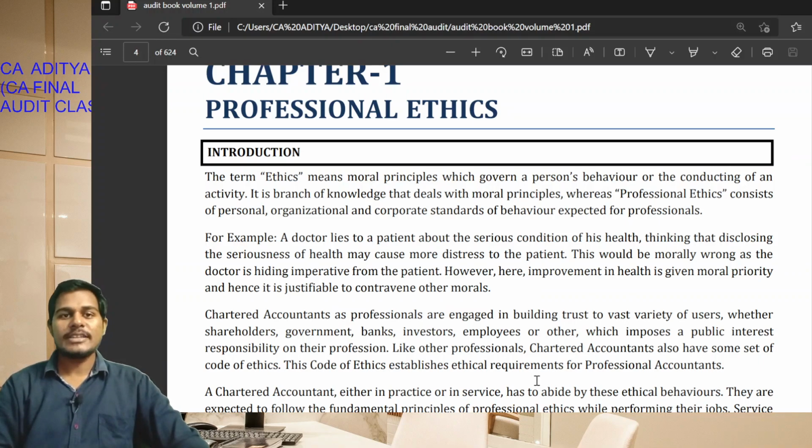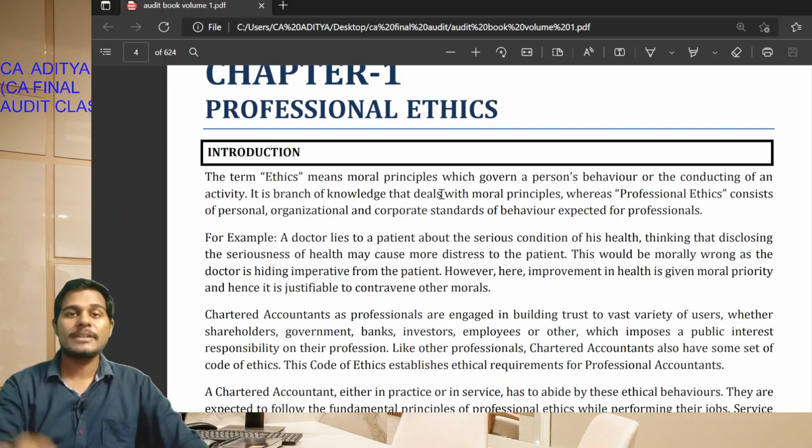Chapter number 1, professional ethics. Okay students, the term ethics means moral principles which govern a person's behavior or the conduct of an activity. Ethics is related to a person's behavior, whereas professional ethics deals with the standards of behavior of persons, organizations and corporates expected by the profession.